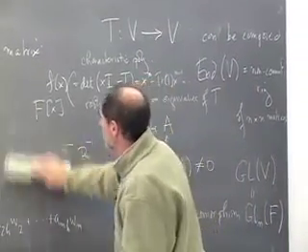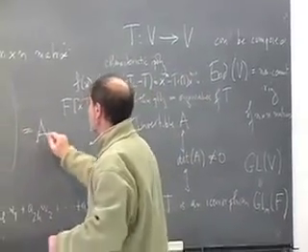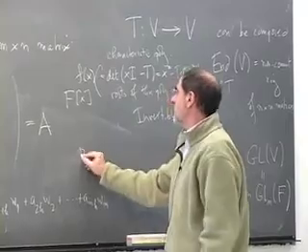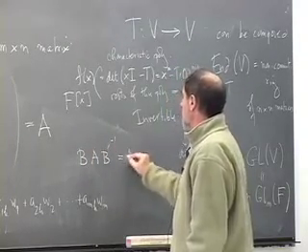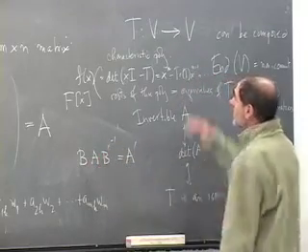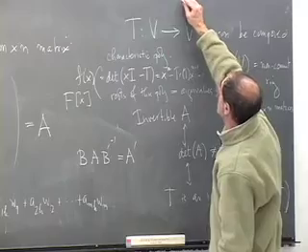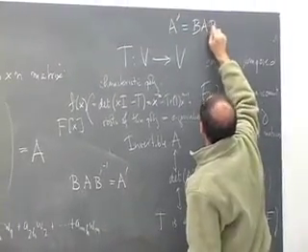Let's try this again. We represent the transformation by a matrix A. If we change basis, we get a matrix B prime inverse A prime, a different matrix, but it would have this shape. And in particular, if we change basis on V, we'd get a matrix A prime that looked like BAB inverse.